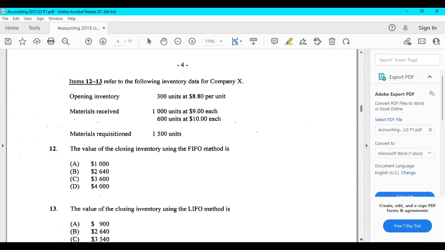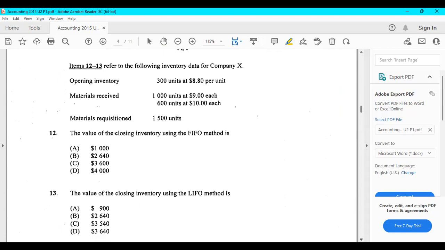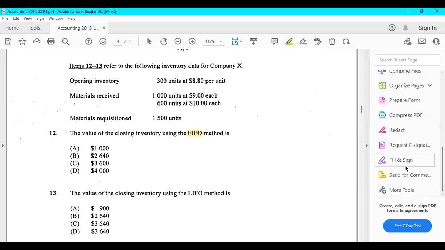Number 12. Items 12 to 13 refer to the following information for company X, inventory information. So we have opening inventory, materials received, materials requisitioned. The value of the closing inventory using the FIFO method is, pay attention, FIFO. What does FIFO mean? First in, first out. Remember, the units that we get first are the ones that we're selling first. So you will realize that we start off with an opening balance of 300 units at $8.80 per unit.